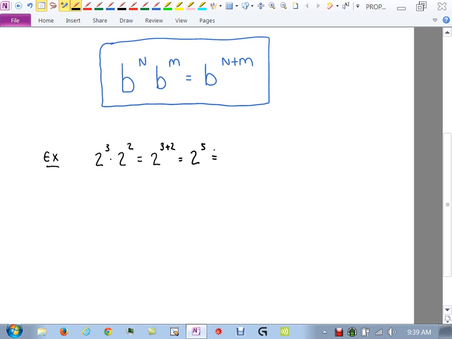And then 2 to the 5th you could figure out on your calculator. 2 times 2 times 2, or just by hand or mentally. What would that be? 32? I told everyone to bring their calculators, right? Did y'all bring them? 32.